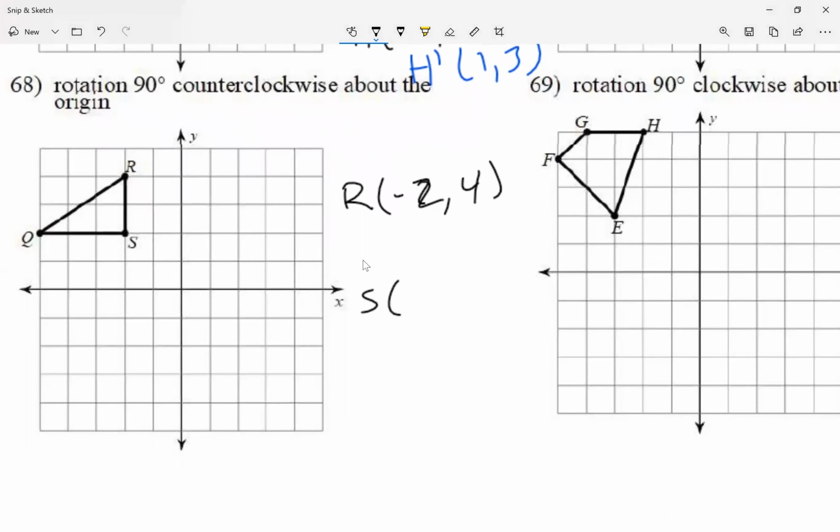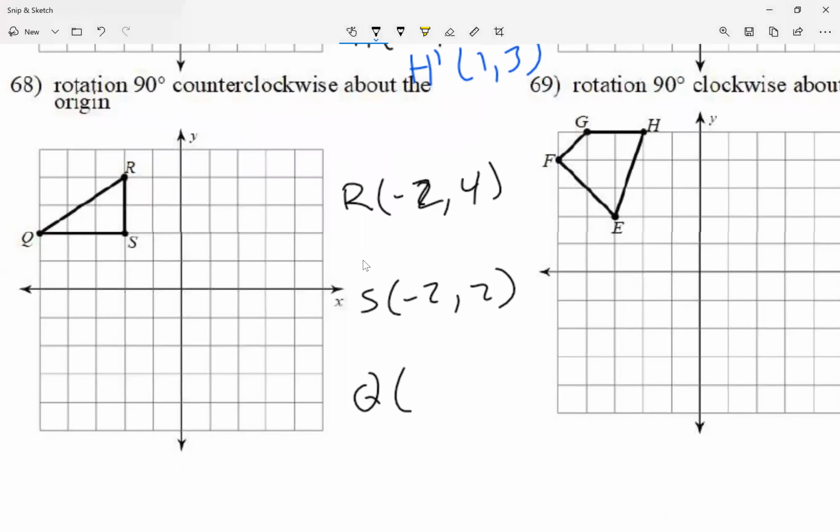Point S is (-2, 2), and point Q is (-5, 2). Again, it doesn't matter which one I start with. I look at my notes. Question 51, and I'm looking at 90 degrees counterclockwise. So in my notes, it says 90 CCW, 90 counterclockwise.